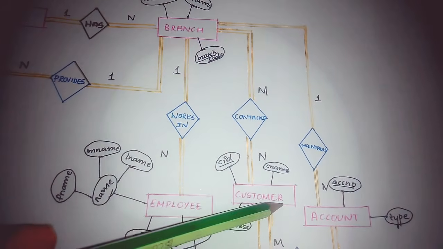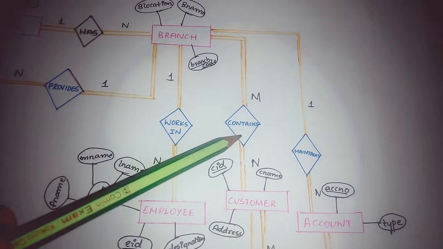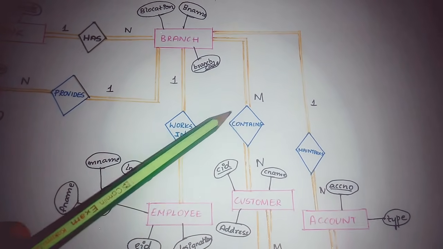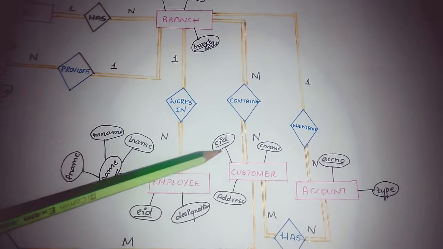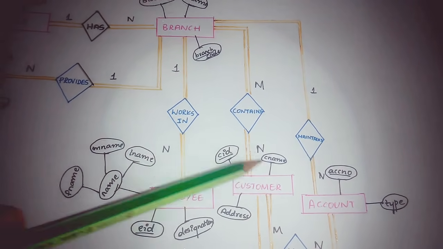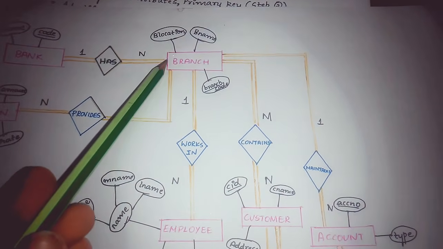Now coming to customer and branch. The relationship between customer and branch is contains. That is, a branch contains customer. You can write any name for the relationship. It is left to you. I have taken contains. So now here the customer has CID as its primary key, then customer name, address, and here branch as I said before.